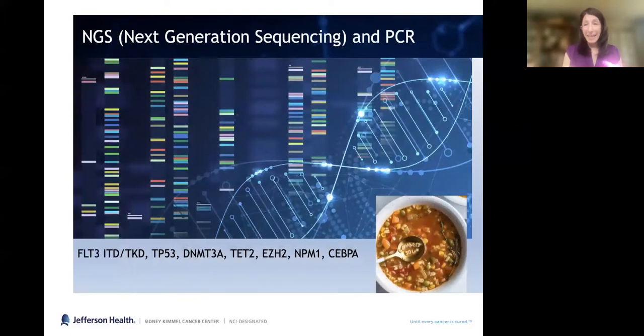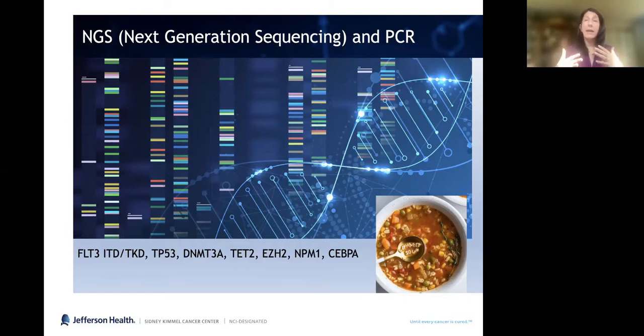And then the last thing, the latest and greatest in technology that we're using to help define your AML is what's inside. Even smaller abnormalities than are in the chromosomes are abnormalities in the genes themselves. And so next generation sequencing basically targets regions of genes, a bunch of genes at the same time. It depends what lab. I think our lab at Jefferson is now doing upwards of 50 to 60 genes at the same time.